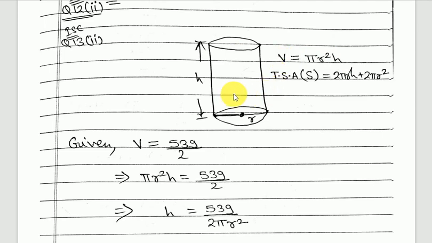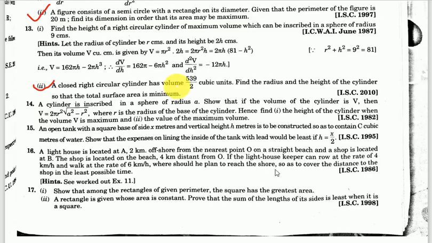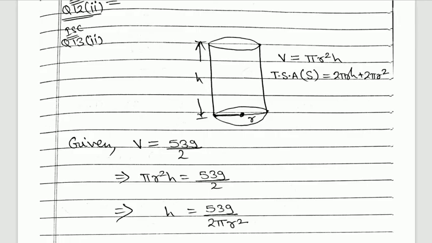And next what it's saying is we have to find its radius and height, so that its total surface area should be minimum. So here you should make sure that it's saying total surface area. So when it says total surface area, that means the lateral surface area, the curved surface area, plus the area of the top and the bottom have to be included.